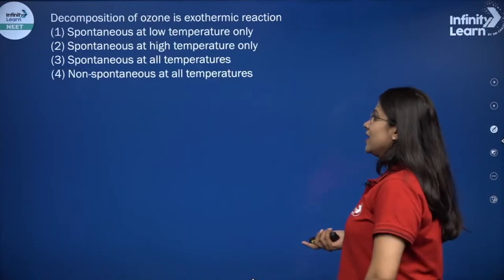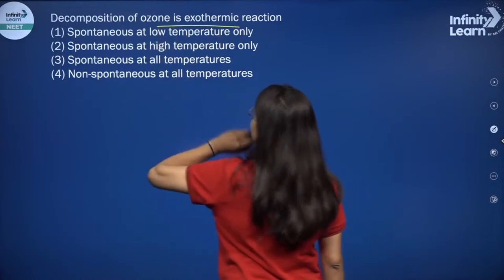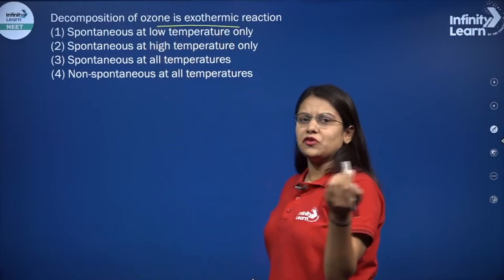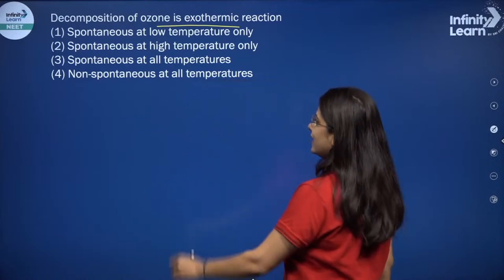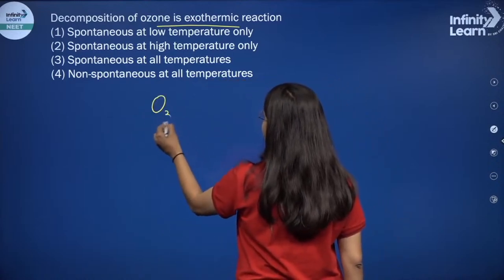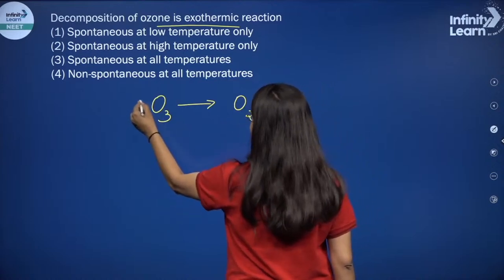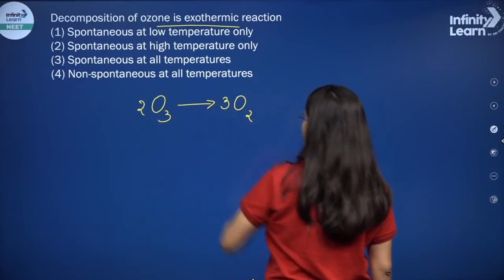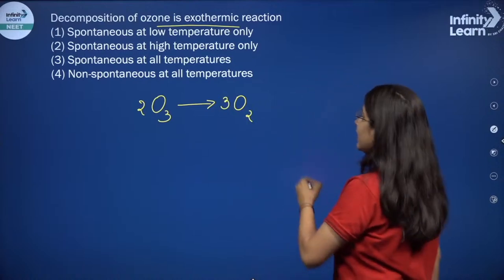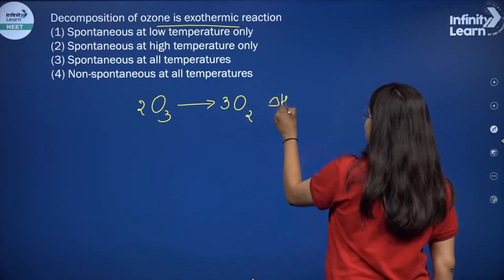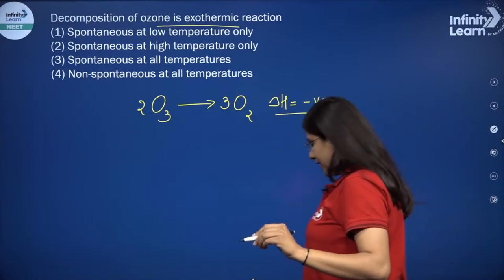First, decomposition of ozone is an exothermic reaction. So we are talking about decomposition of ozone. Now what does ozone give on decomposition? So let us write the reaction. O3 gives O2. Let me balance this. So it will be 2O3 gives 3O2. So on decomposition, ozone gives oxygen gas. And they're saying that the reaction is exothermic, which means that the value of delta H is negative here.